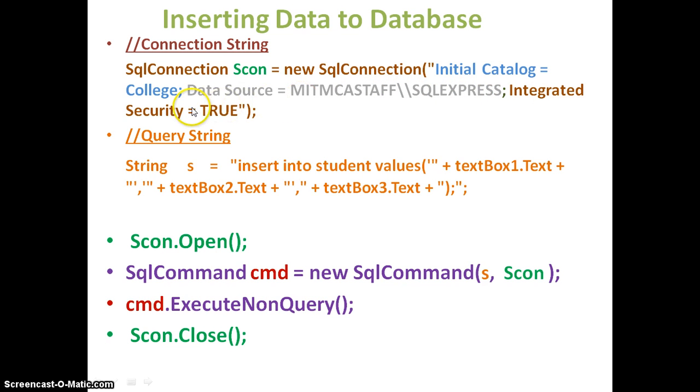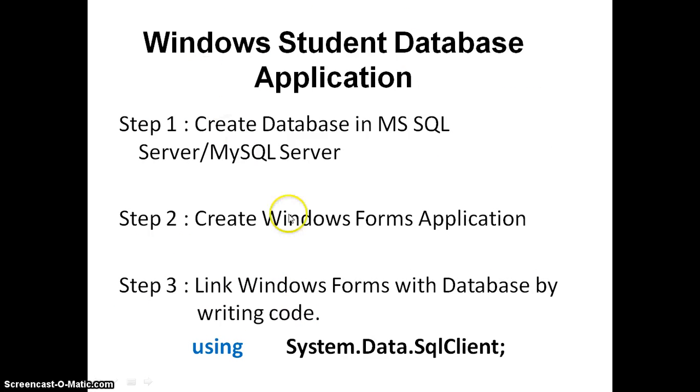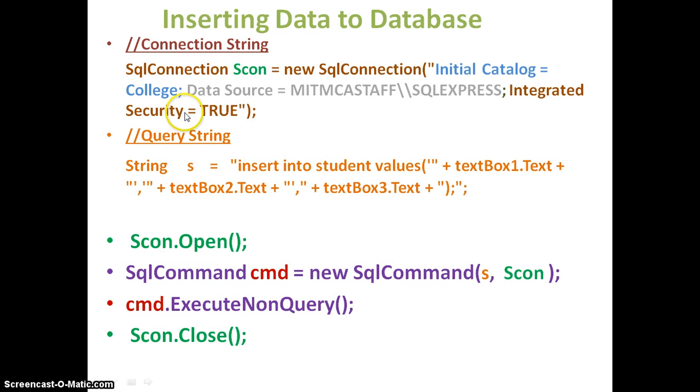Then we have Integrated Security=true, nothing but Windows authentication. To access the database, we need to provide authentication like a username and password. Since we are using Windows authentication for the database software, here we are giving Integrated Security as true. Very simple. So this is just about the connection string. SqlConnection is a class inside this particular namespace, and now we are creating an object. This is the code; we have created an object for the connection string.